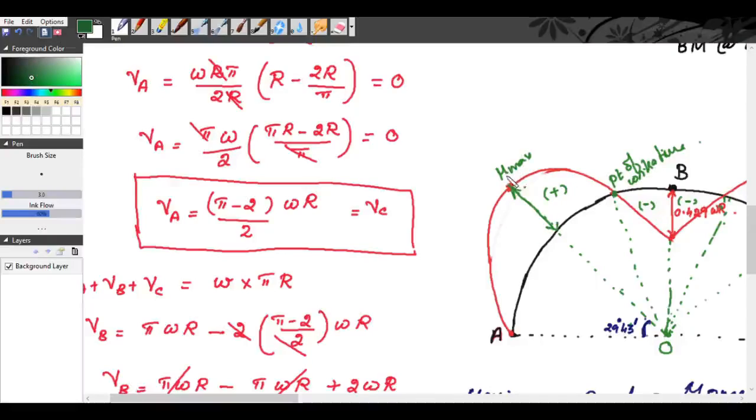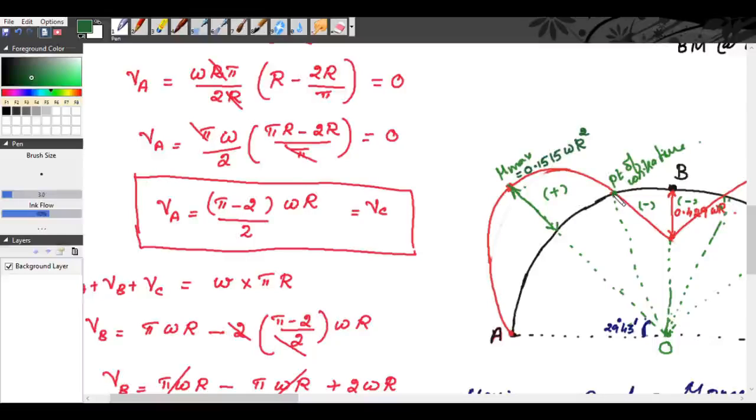So maximum value M max is equal to 0.1515 W r square. So this is the maximum value. So M max is over. We have found the angle, we have found the intensity also, magnitude also. Now we will find the point of contraflexion. Okay. So what is the point of contraflexion? How will we find the point of contraflexion?